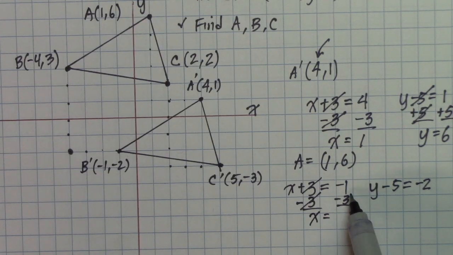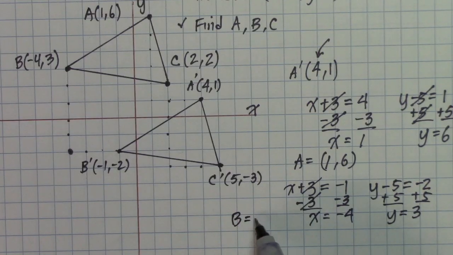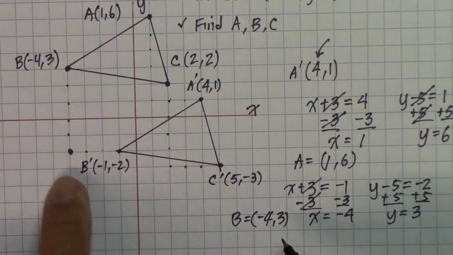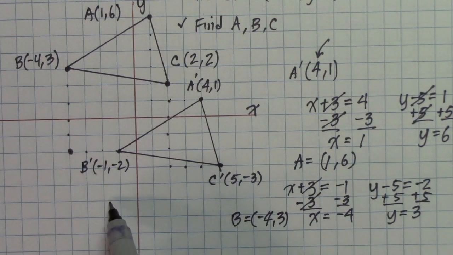And now you have to be very careful. Minus 1 and minus 3, when you combine them together on a number line, you get minus 4. And we go plus 5 on this one. You see, the operation is the same for every one of these. You just get different values. So y is equal to negative 2 plus 5, which is positive 3. So the x and y value for B, in this case, is going to be negative 4 and 3. And there it is.